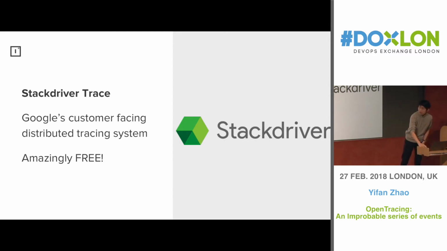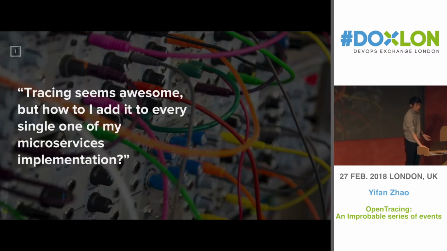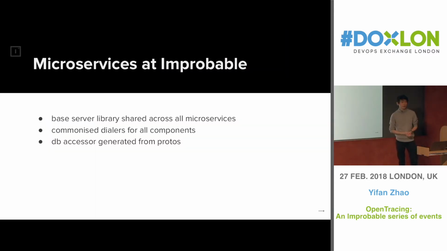So now, this is the tracing in general. So how do we actually do it at Improbable? The thing with microservices at Improbable is that because we built this stack up from Go very fresh, from just over 2 years ago, across all of our services, it's all implemented through Go.